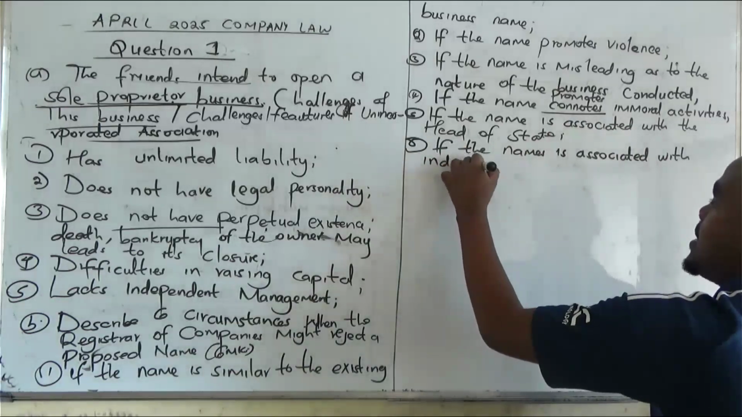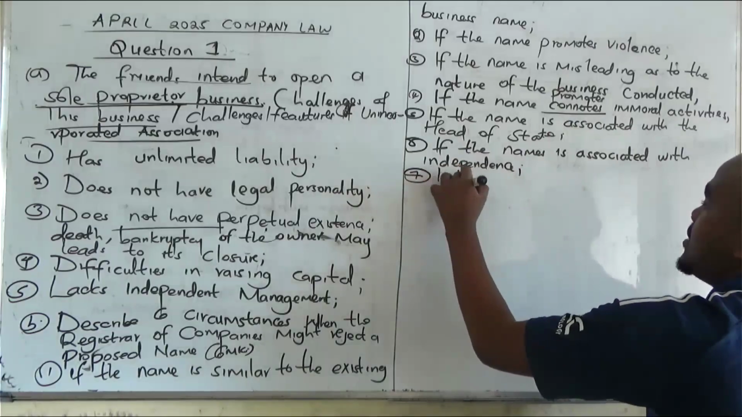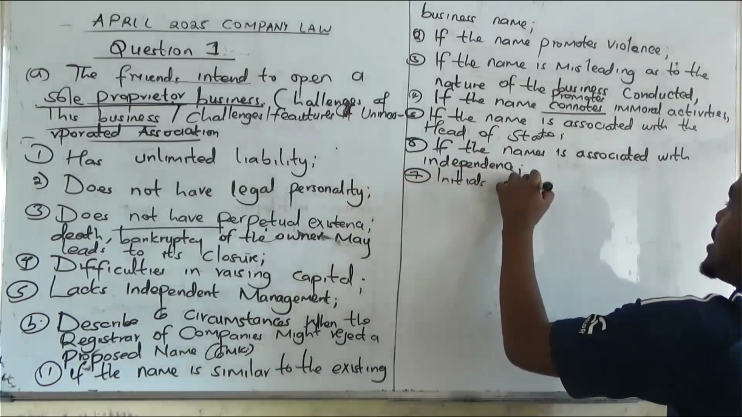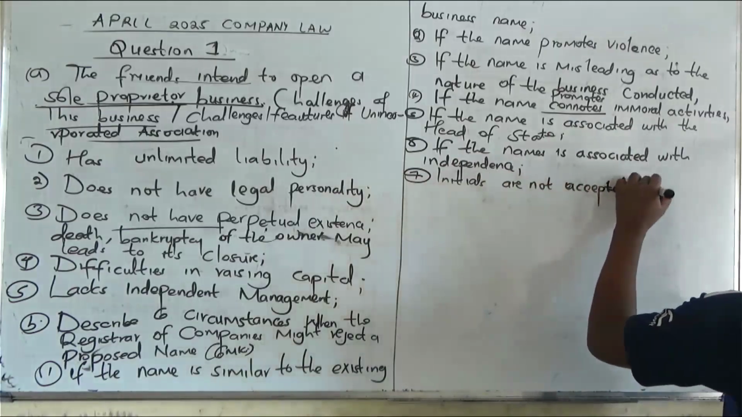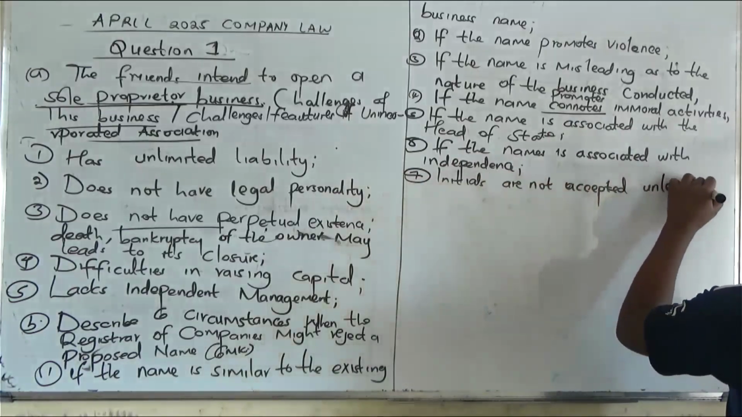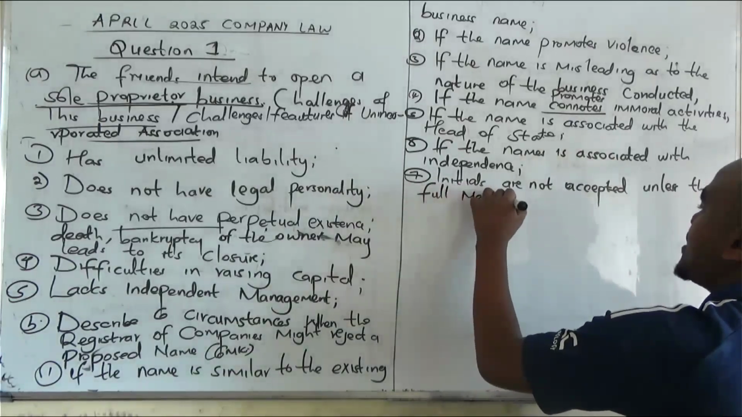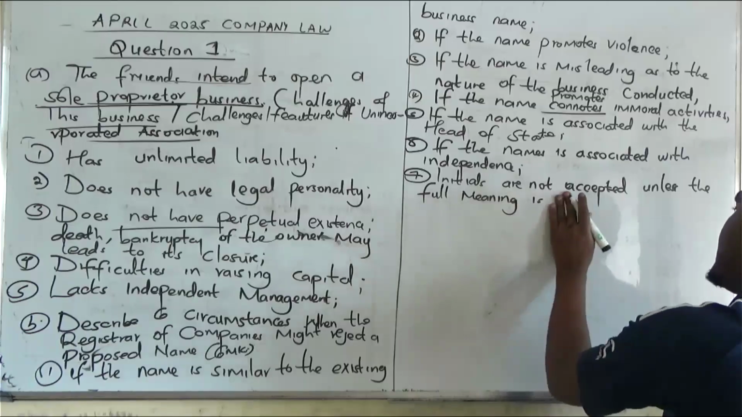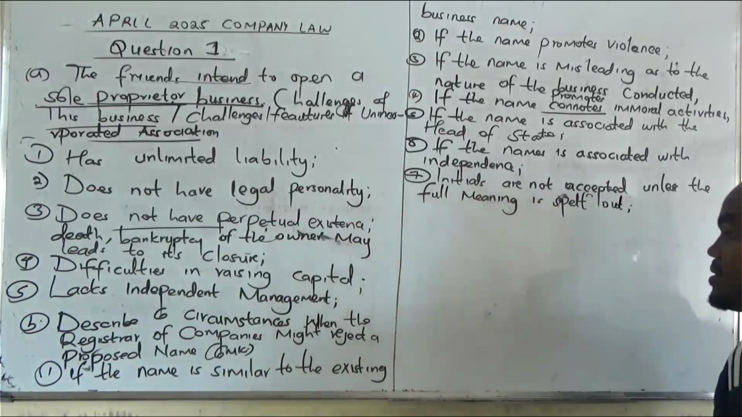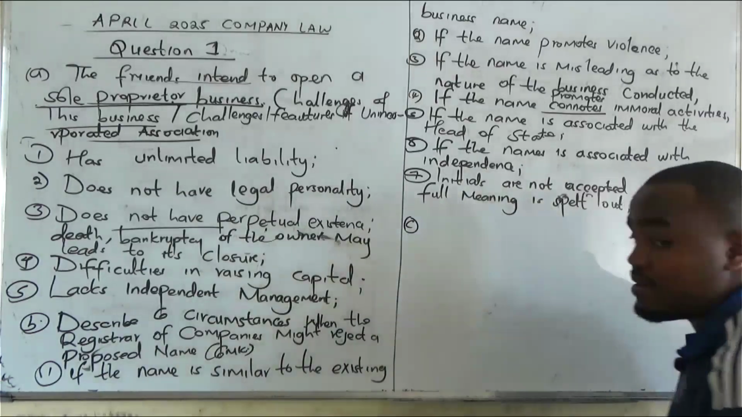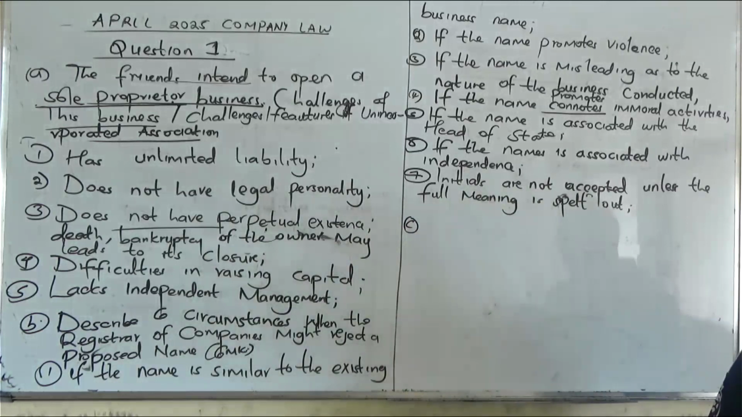You can also say initials are not accepted unless the full meaning is spelled out. You get your 6 marks. So that one comes from the naming of our companies.